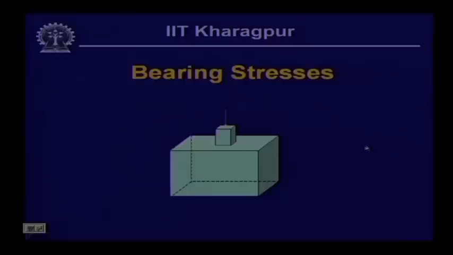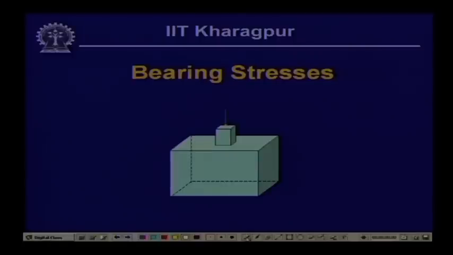Many times we come across situations where some blocks are resting over another block and transferring forces from external sources. For example, if we have a body like this, in which this is a block resting on a bigger block, and the smaller block is subjected to an external load P. If the centroid of the top block is placed at the centroid of the bottom block, then at the interface between these two blocks, normal stresses will be generated, and these normal stresses we designate as bearing stress.